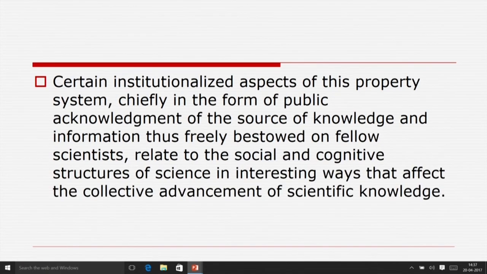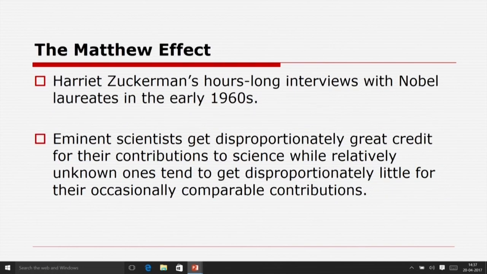And certain institutionalized aspects of this property system, chiefly in the form of public acknowledgement of the source of knowledge and information thus freely bestowed on fellow scientists, relate to the social and cognitive structures of science in interesting ways that affect the collective advancement of scientific knowledge. Thus, the social and the cognitive structures of science should not be treated in isolation.